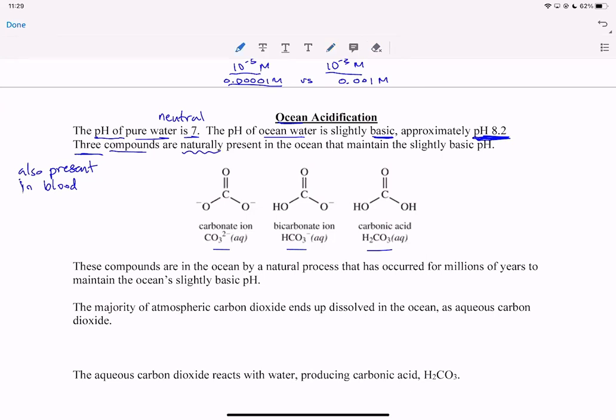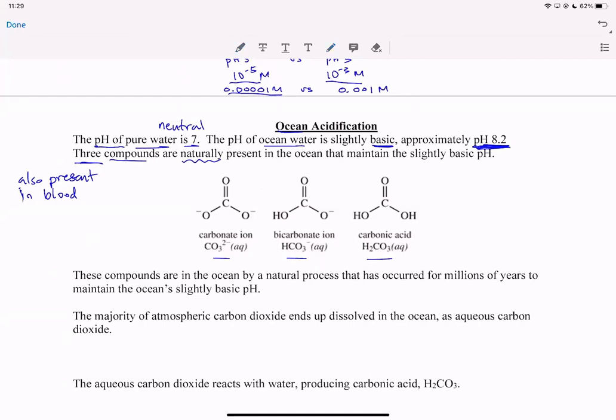Come on, let's try this. Come on, pen. I did something and it didn't like it.